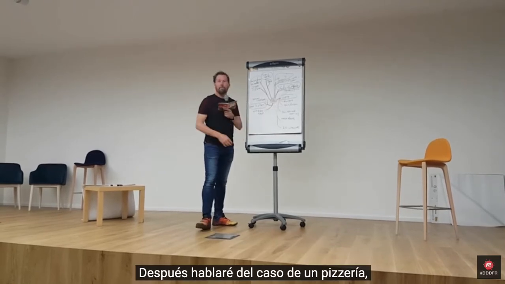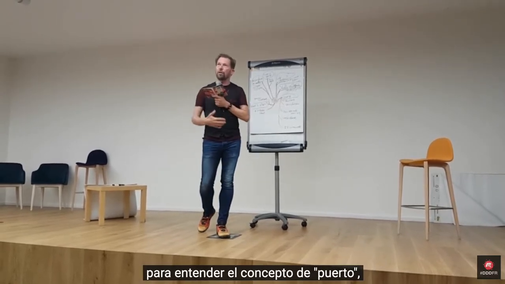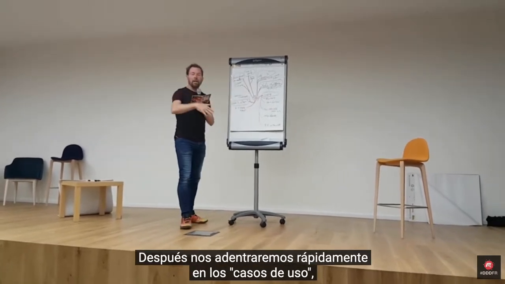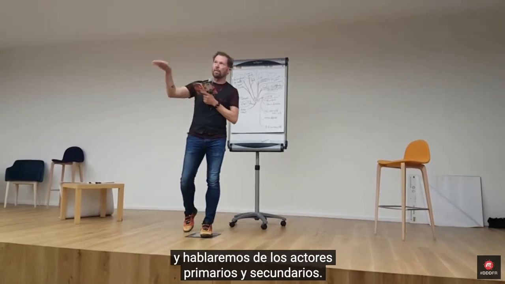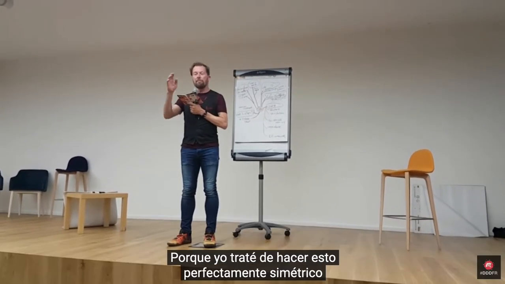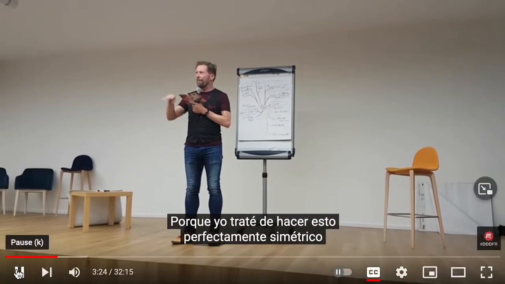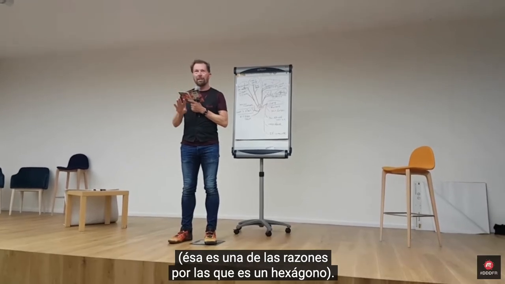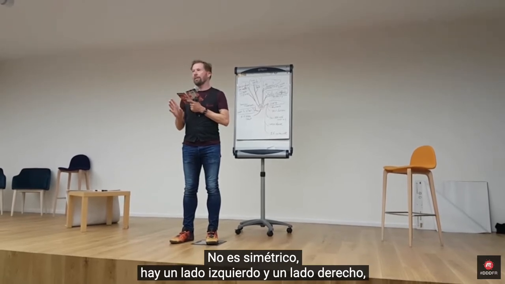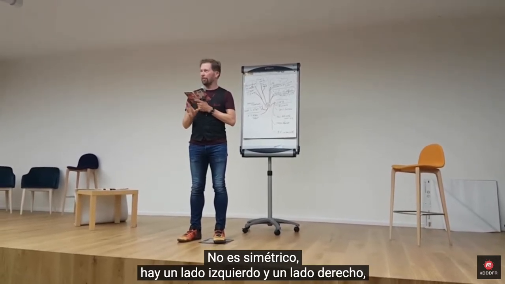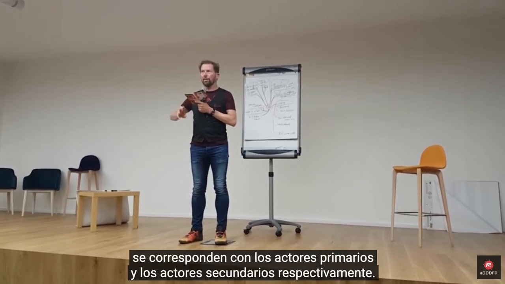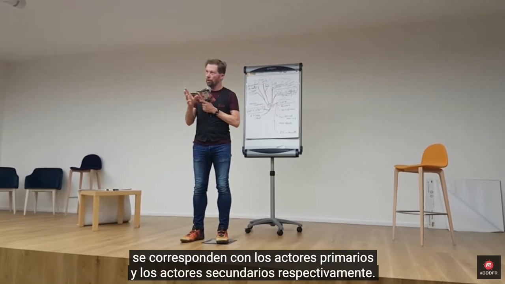Then I have to talk about a pizza shop. I'll talk about a pizza shop to get an understanding of what this thing, ports, is, and why we care about ports. And then we have to dip quickly into use cases and talk about primary and secondary actors, because much though I've tried to make this thing perfectly symmetric, that's one of the reasons it's a hexagon. It's not symmetric. There's a left side and a right side. And I fought this, and I fought it, and I fought it, and I finally gave up. There's an asymmetry, and it maps to primary actors and secondary actors. So if you know what those are, life's easy. If you don't, you'll get the tutorial.